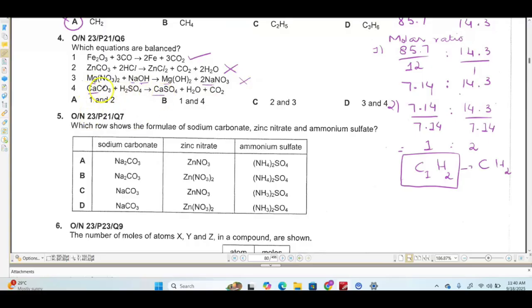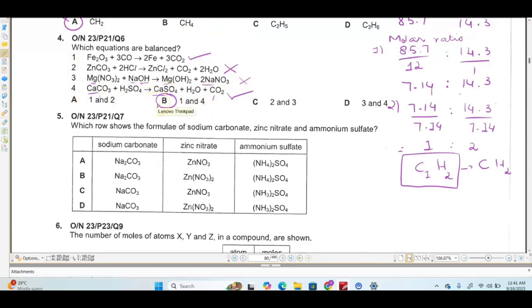This equation's calcium is 1. Calcium is 1 over here, carbon is 1 over here, 1 over here as well. Oxygen is 4, 5, 6, 7. So 4, 5, 6, 7. Yes, this is a balanced equation. So 1 and 4 are balanced. So B is the correct option.